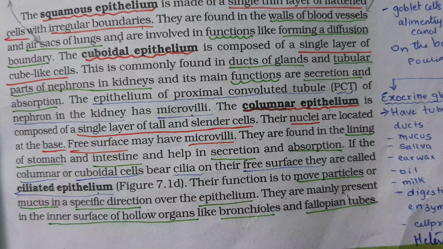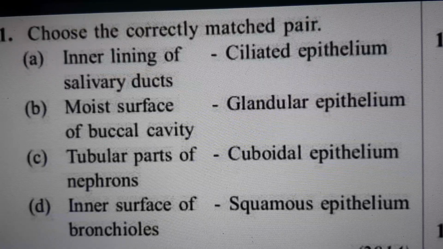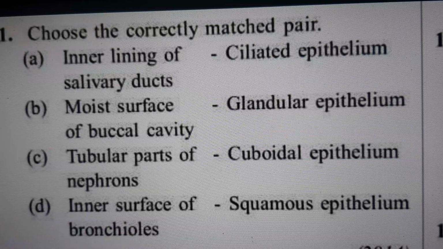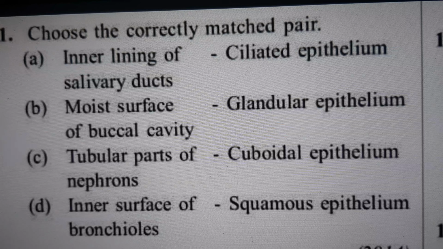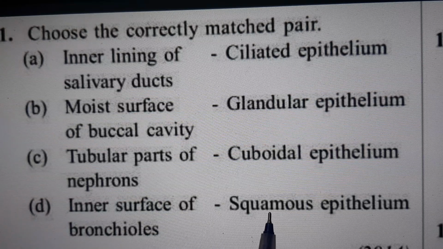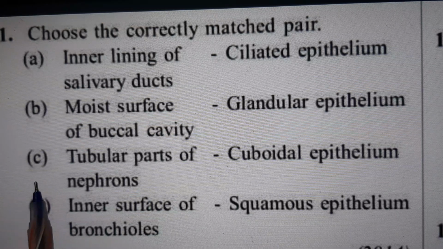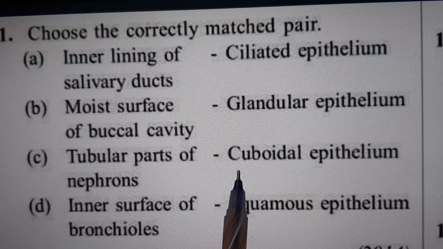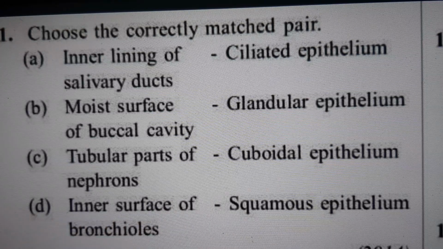Let us look at option D. Inner surface of bronchioles, squamous epithelium. No, squamous epithelium is not found in bronchioles. It is actually found in the alveoli of lungs. The air sac or the alveoli, their squamous epithelium is located where diffusion boundary is formed. So option D cannot be correct. The correct answer is option C. Tubular parts of nephron contain cuboidal epithelium.